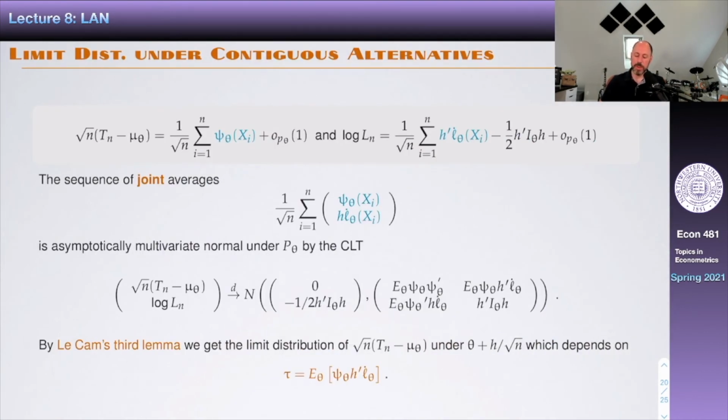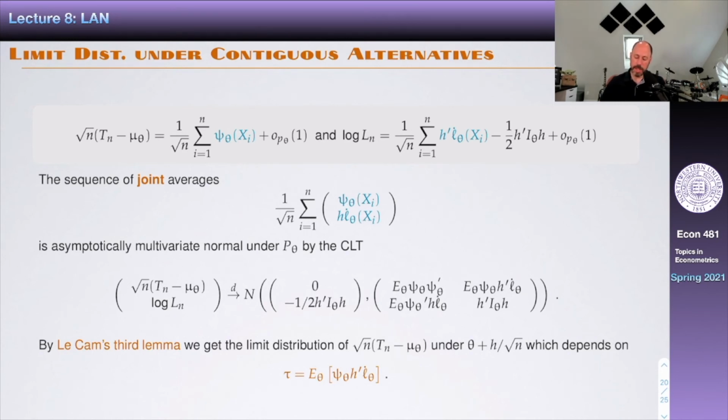So we put two things together. Here we have the test statistic with an influence function. Here we have the log likelihood ratio with the score. And we're going to look at the joint behavior of 1 over square root n, the sum of these two pieces. They're going to be asymptotically normal.